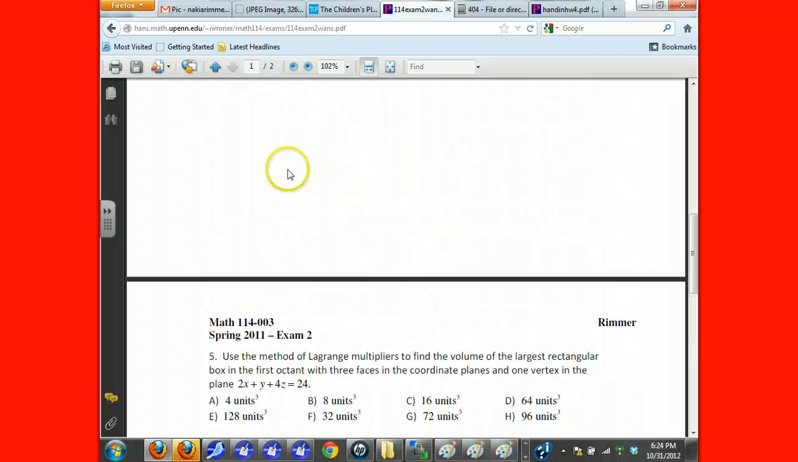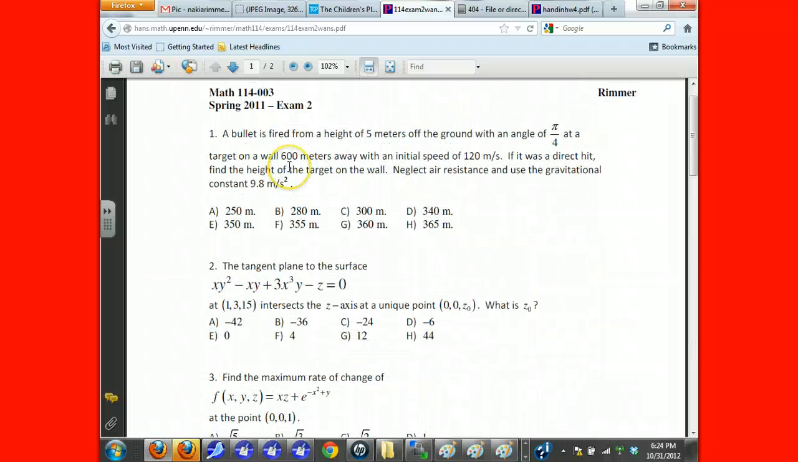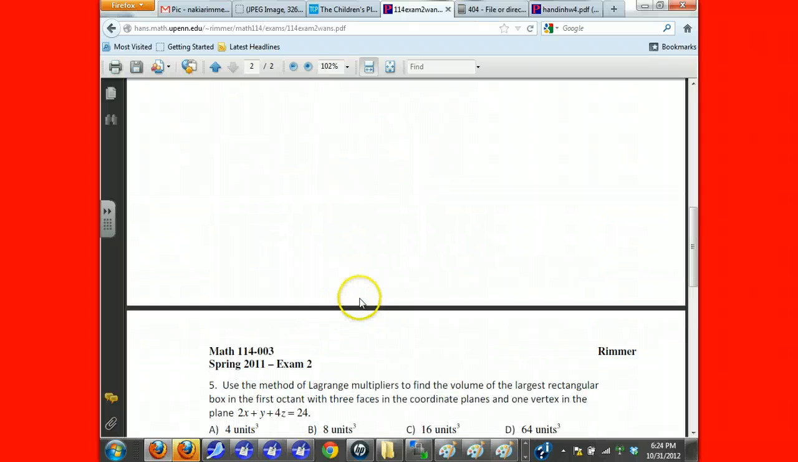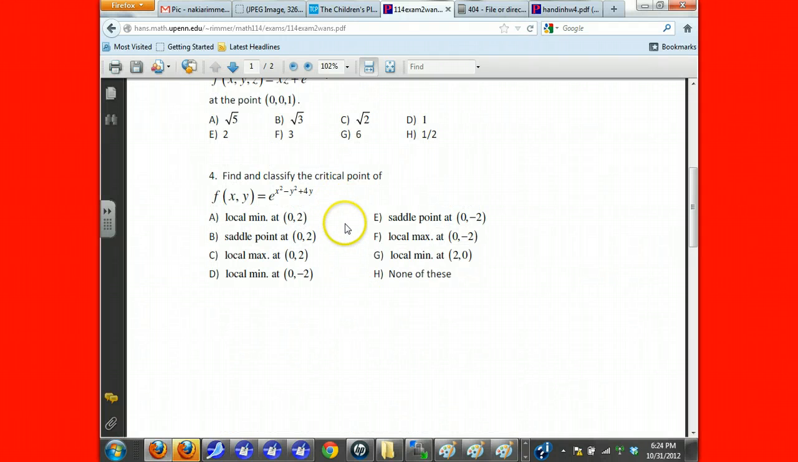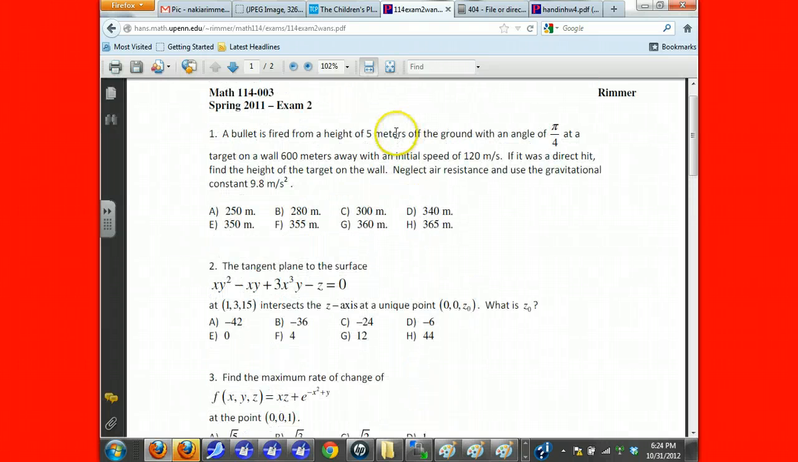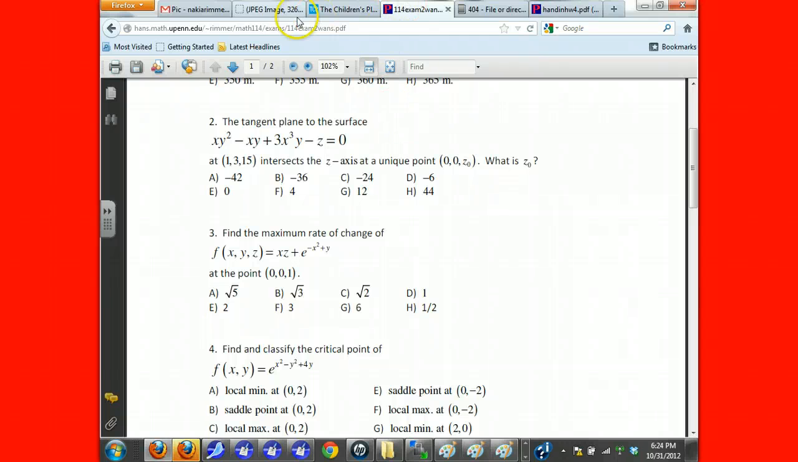We'll do these. And this first one we already did on our last exam, and so really it's only questions 2 through 5 that are useful. But there's a Lagrange question there, and there's a classify max-min question, max rate of change question, tangent plane question. So standard, but only 4 of them though. So try that.